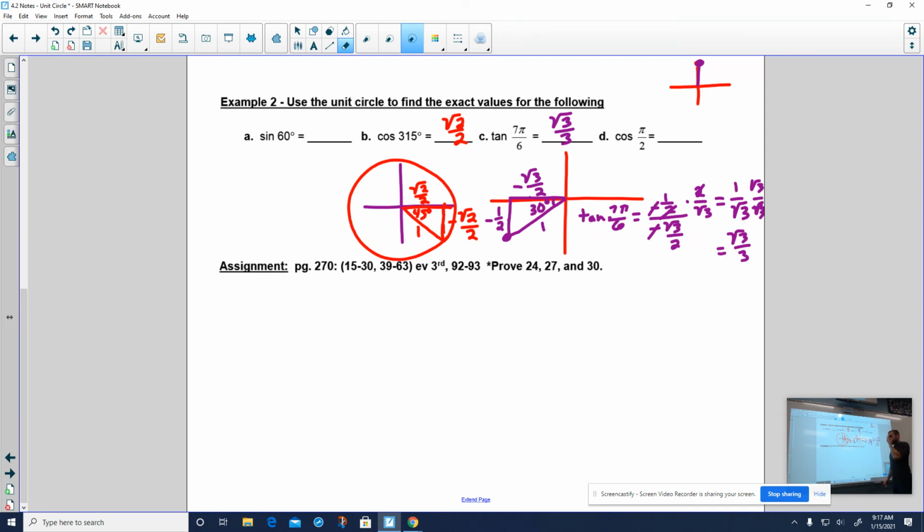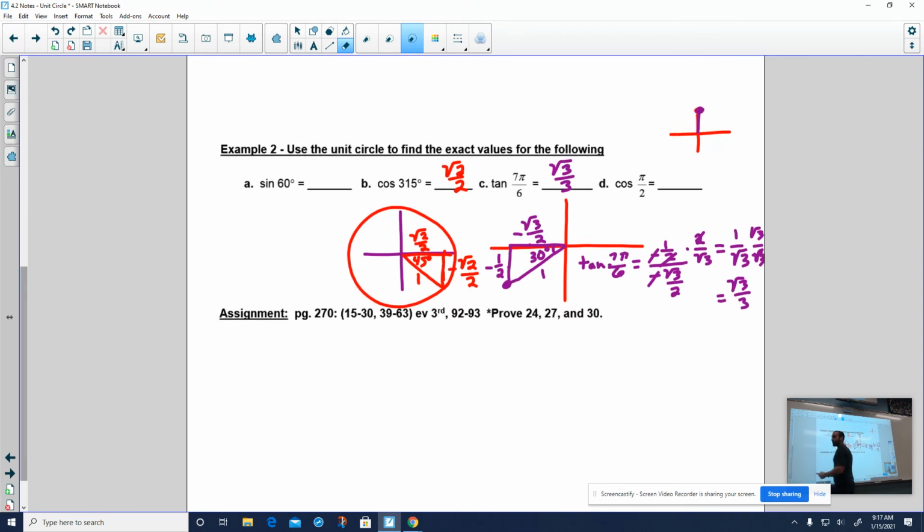Okay? So here's how you handle the ones that are at 90, 180, 270, or 360, or 0. Here's how you handle these ones. You just got to write the coordinate down. The coordinate for 90 degrees would be 0, 1. Oh, cosine's just the x value. All done, 0.